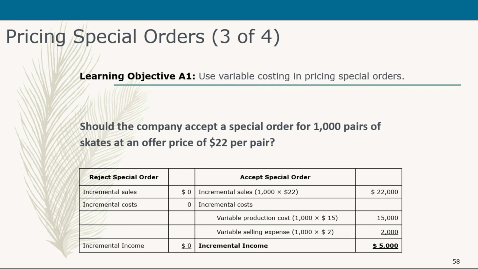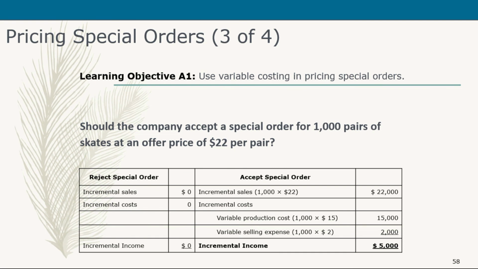And then we have the incremental cost. Now we have two components. First is the variable production cost of 15,000. We compute it as 1,000 pairs of skates multiplied by the variable production cost per unit of $15, which gives us a total of 15,000. For the variable selling expense, it's 1,000 multiplied by $2, so it gives us a total of $2,000. So the total of the two components is 17,000. It is your incremental variable cost, which gives us the net amount of 5,000, being the incremental income.